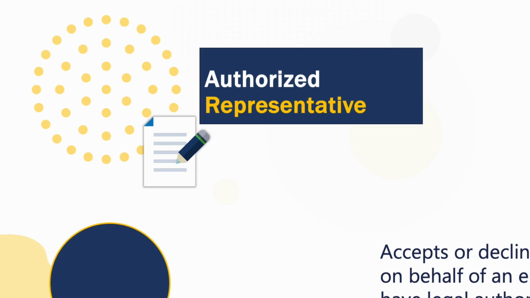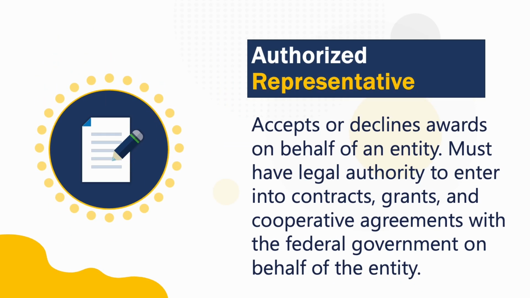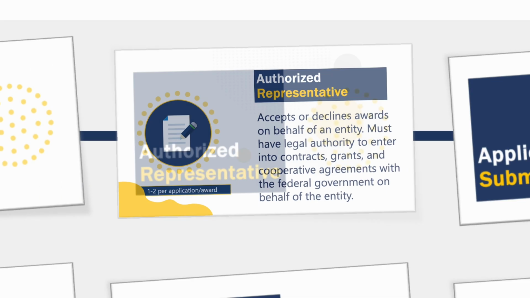Let's look next at the authorized representative. The authorized representative is the only role that may accept or decline an award on behalf of the entity. This role must be assigned to someone in the organization with the legal authority to enter into contracts, grants, and cooperative agreements with the federal government on behalf of the entity. The entity administrator confirms the authorized representative's legal authority, and there can be one or two authorized reps depending on the awarding office.